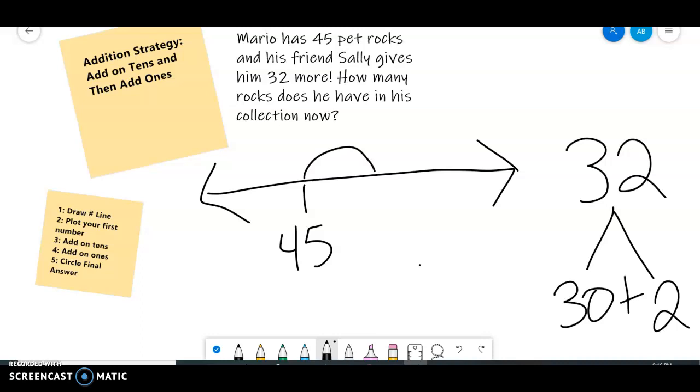So we're on step 3, adding on our tens. So if we jump, we're adding on tens. We have 30 of them, plus 30. And then that makes us have 75. So we can mark that out because we're done with that one anyways. And then now we're going to add on our ones because that's step number 4. And we have 2 ones. 75 plus 2 is 77.